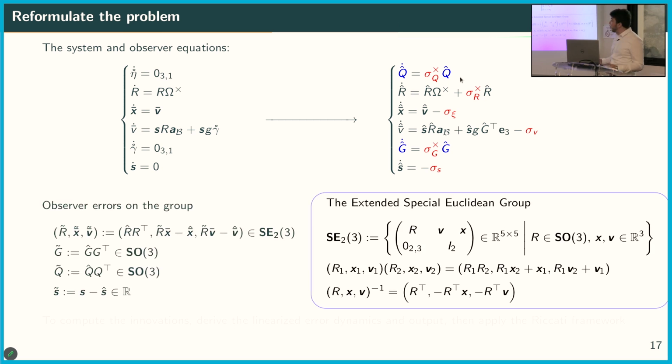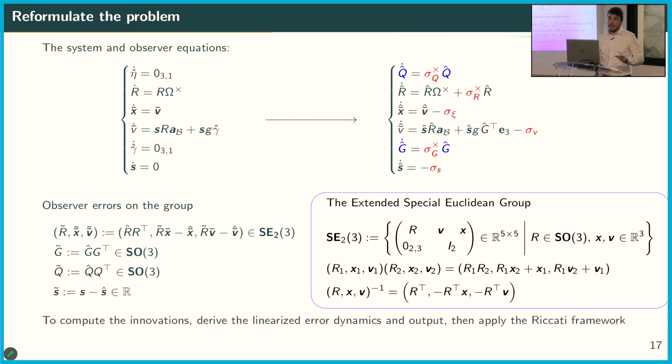And we can also define the error using a group. In this case, it's not the spatial Euclidean group, it's what we call the extended spatial Euclidean group. So now we can also add the velocity into the group, and we can define our errors. And in order to design the innovations, we apply exactly the same principle as before. We linearize the system, then apply the Riccati framework.